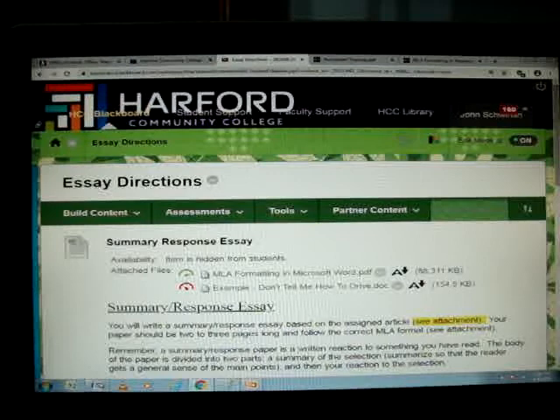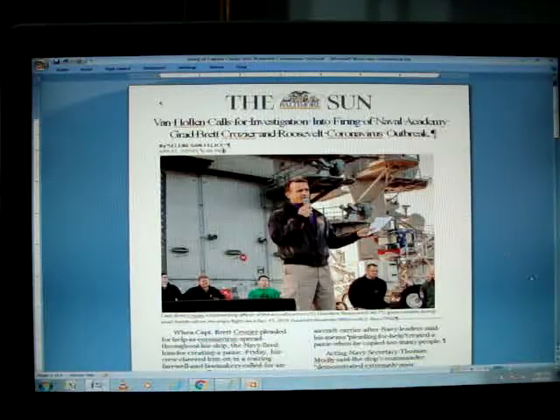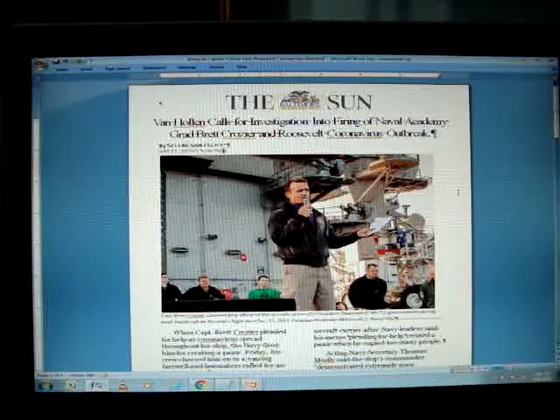It's down here. Okay. It's from the Sun paper from about 3 or 4 days ago, depending on when you look at it. It was April 3rd. So, it's very hard to find any news articles right now that aren't about the coronavirus. So this is about that Navy captain.